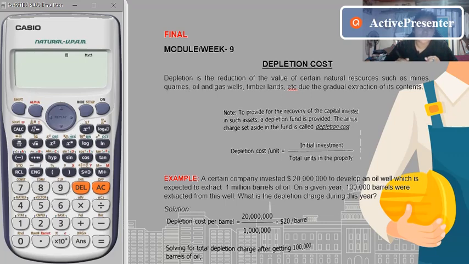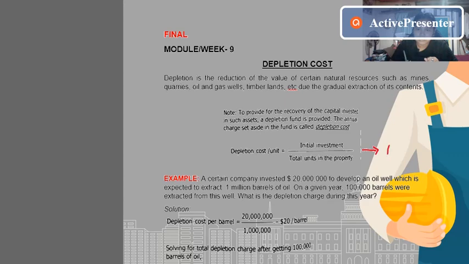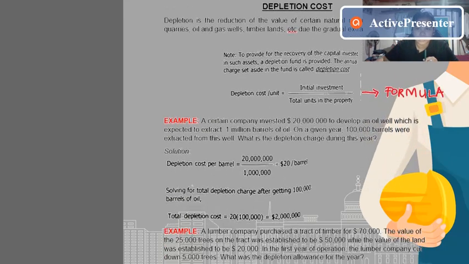So this depletion cost is mostly the value of our natural resources. For the formula for depletion cost per unit, we have initial investment divided by the total units in the property. So that is the formula for our depletion cost. So let's have our example for our depletion cost.